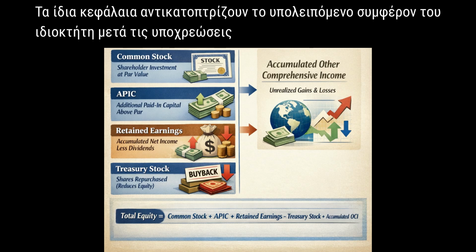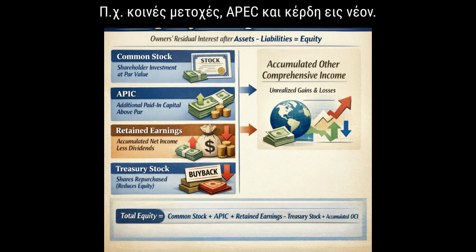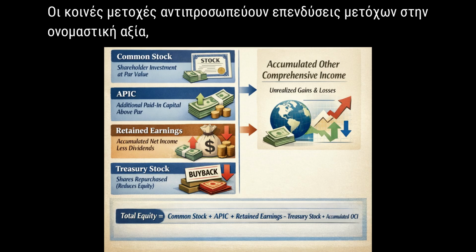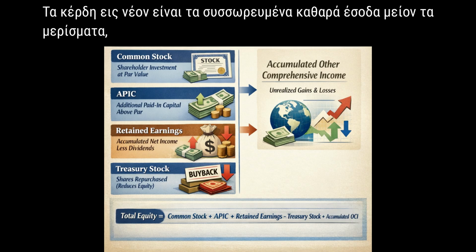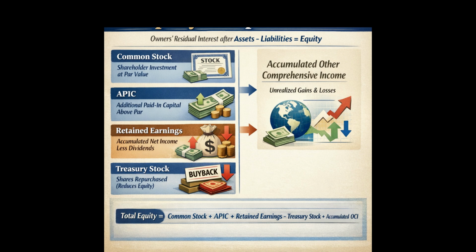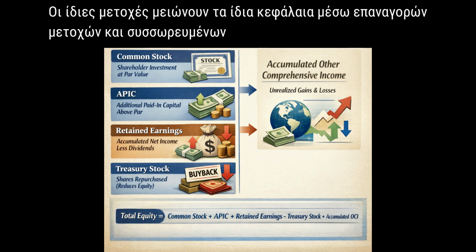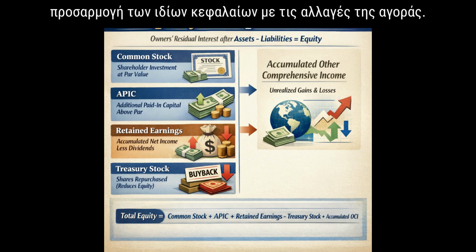Equity reflects the owner's residual interest after liabilities are deducted from assets, consisting of contributed capital, e.g. common stock, APIC, and retained earnings. Common stock represents shareholder investments at par value, while APIC reflects amounts paid above par. Retained earnings are accumulated net income less dividends, growing with profits or shrinking with payouts. Treasury stock reduces equity through share buybacks, and accumulated other comprehensive income tracks unrealized gains and losses, adjusting equity with market changes.